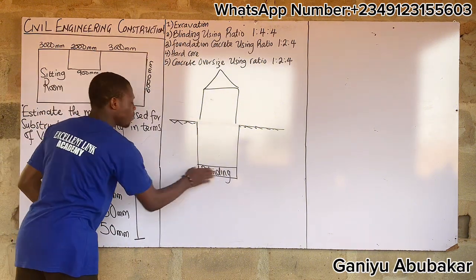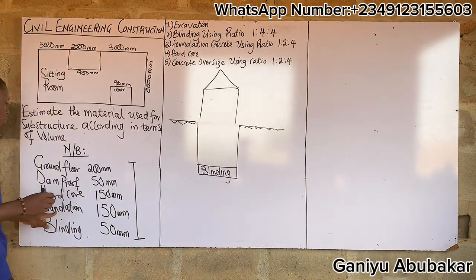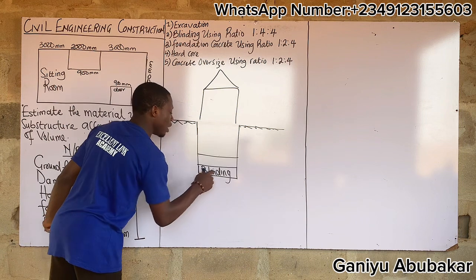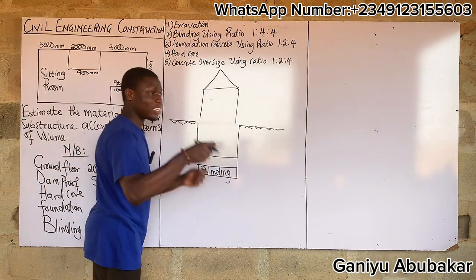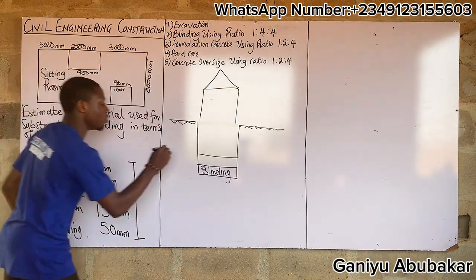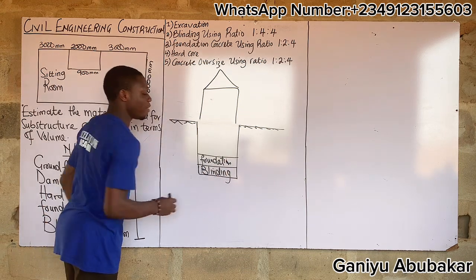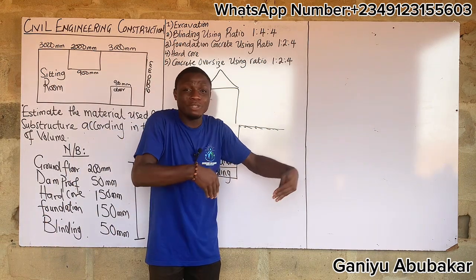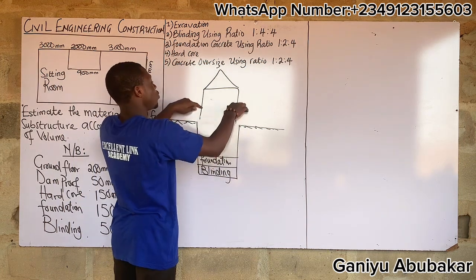After digging this hole and pouring your blinding, the next thing is the foundation. The concrete you poured will need to dry. After that, you start laying your block. That block is referred to as the foundation. We now start arranging the block from the ground upward, which will give us this one here.